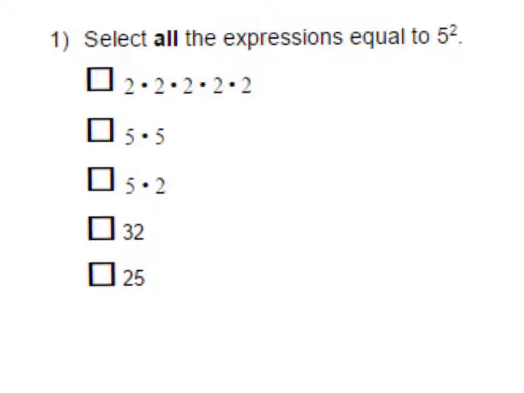Number 1 asks you to select all of the expressions equal to 5 squared. So we want 5 to the second power. Remember what 5 squared means. It means that it's 5 times itself. So we're going to select this one. And we're going to select 25 because 5 times 5 is 25.